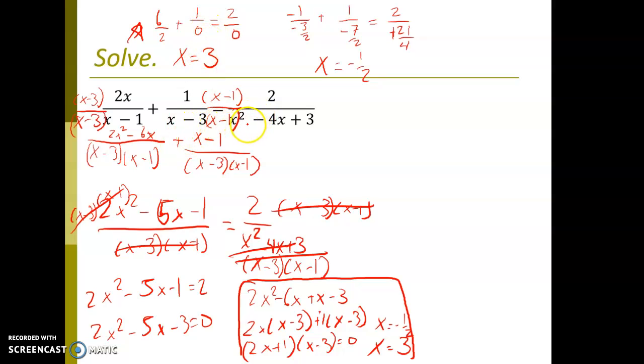And then we also determined that x minus 3 is also a factor of x squared minus 4x plus 3, so that basically tells us that if we plug in 3, we're going to get a 0 for this. So we're left with 2 zeros in the denominators when we plug in x equals 3, which basically tells us that x equals 3 is extraneous. And you can't have that. You're going to get zeros in denominators, and when that happens, it's extraneous.